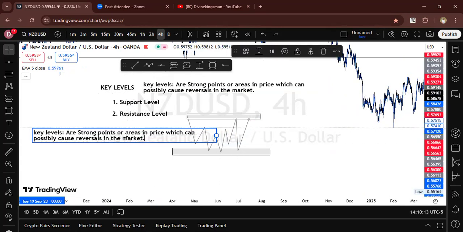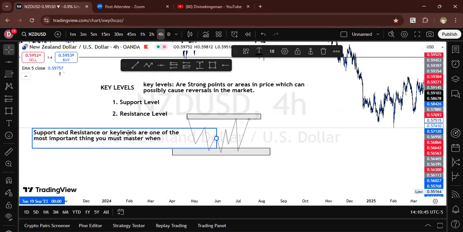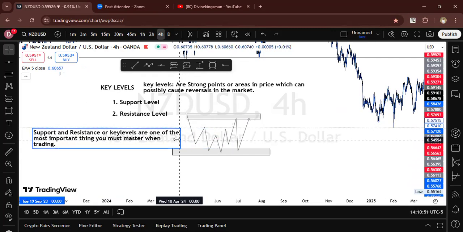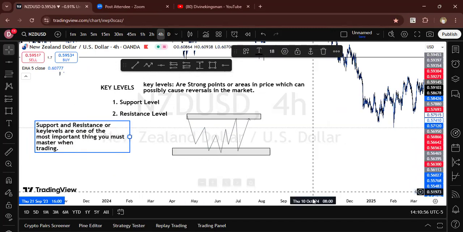Support and resistance or key levels are one of the most important things you must master when it comes to trading. So you have to master what support and resistance is.